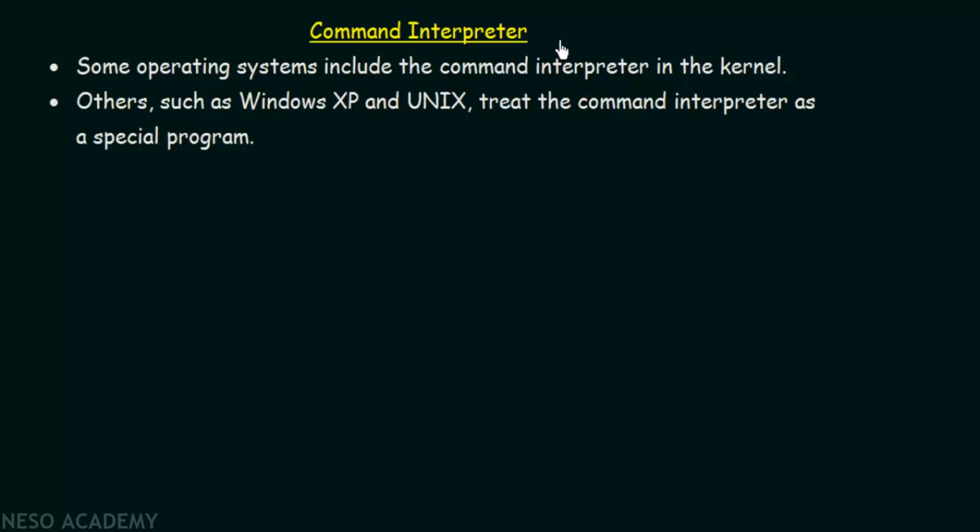interpreter, and what happens is that some operating systems include the command interpreter in the kernel. Now what is a kernel? The kernel is like the heart of your operating system. We'll be discussing more about the kernel as we move ahead in this lecture series. You must know that in some operating systems, the command interpreter is included in the kernel itself, whereas in others, such as Windows XP and Unix, they treat the command interpreter as a special program. So these are two points that you should remember: in some operating systems, the command interpreter is included in the kernel, whereas in some operating systems, it is treated as a special program.